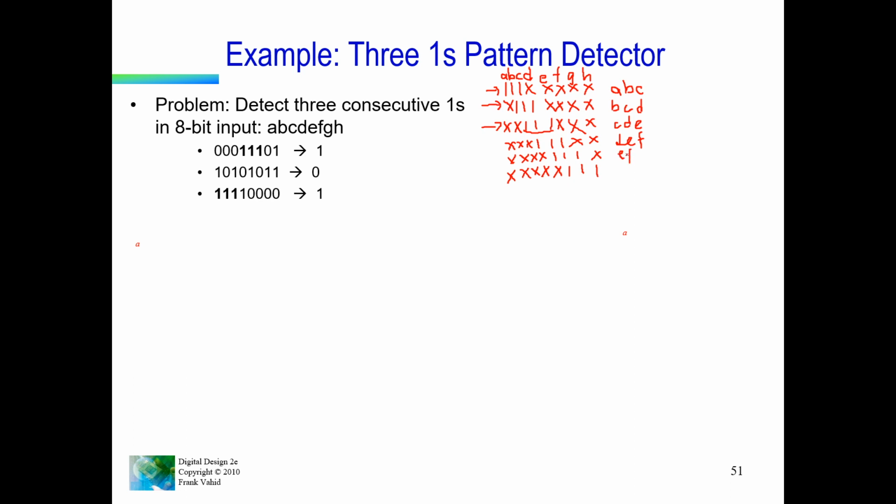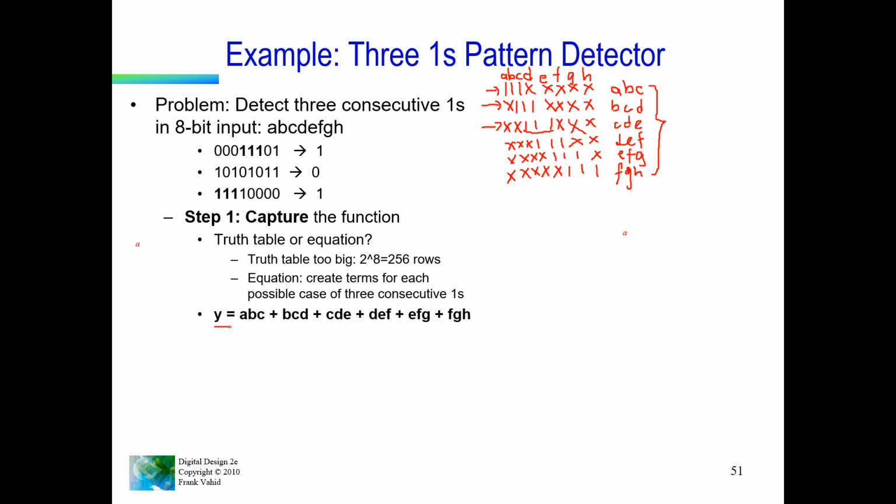E and F and G. And this is represented as F and G and H. So if I OR these product terms, I get the desired functionality for my circuit. So let's see that. Actually, Y is equal to the ORing of these product terms. So we directly designed the desired functionality as a Boolean equation.